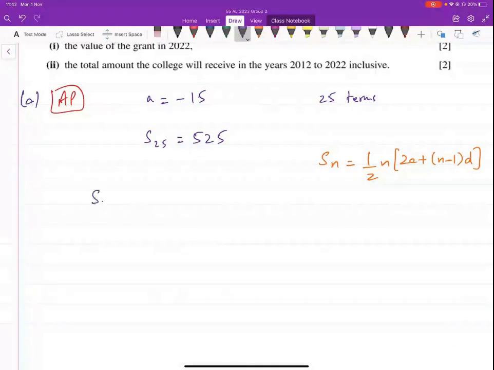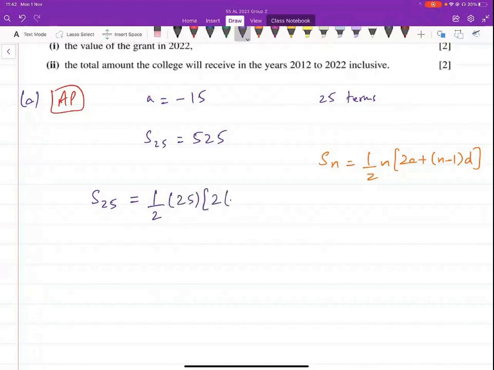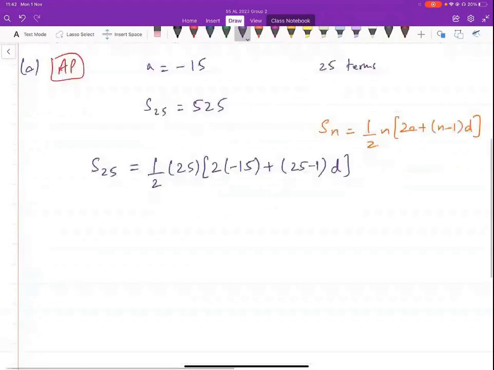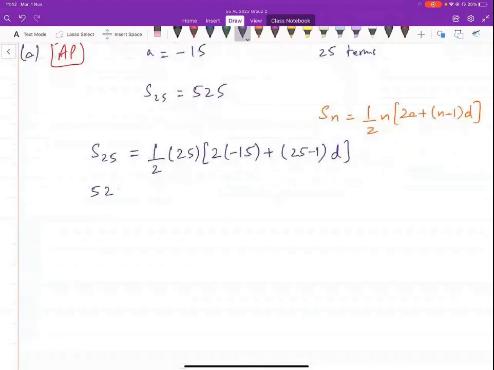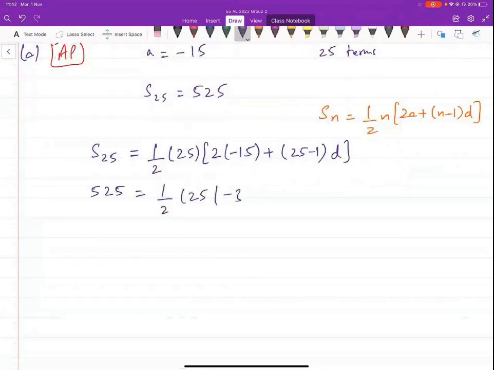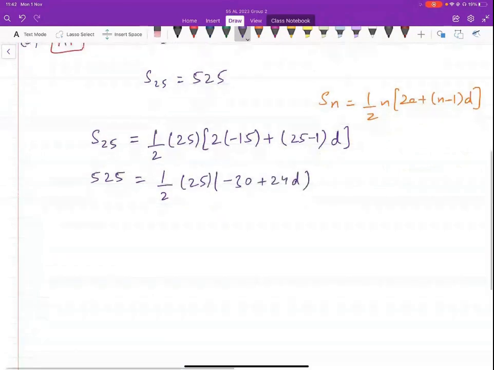We just input values here. We say S25 find कर लेते हैं. Half into 25 multiplied by 2 into a, which is minus 15, plus n minus 1. 25 minus 1, multiplied by d, and the difference is unknown. वो आपको निकालना. Now S25 was given to be 525. इसको 525 से equate कर देंगे. We have half into 25 here, minus 30 plus 24 times d. And now we just need to simplify and find the value of d from there.